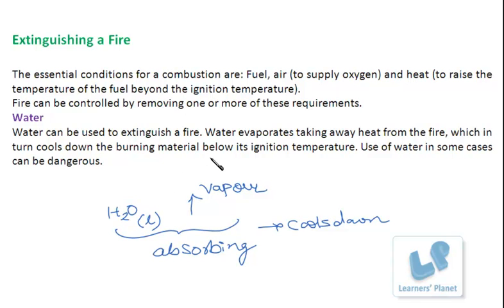Right? Say if there is a fire caused due to wood and water is splashed on it, what will happen? Water will absorb heat and will evaporate. While changing into the vapor form, it will absorb heat, right? So it is cooling that burning substance. It is cooling that wood, and thus bringing the temperature below the ignition temperature. That can be done, right?